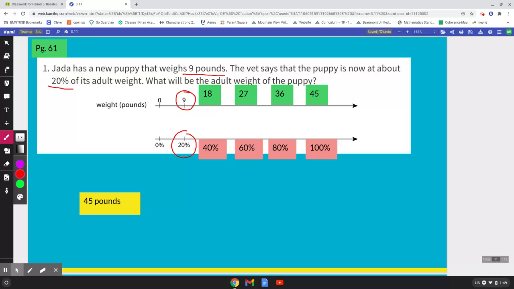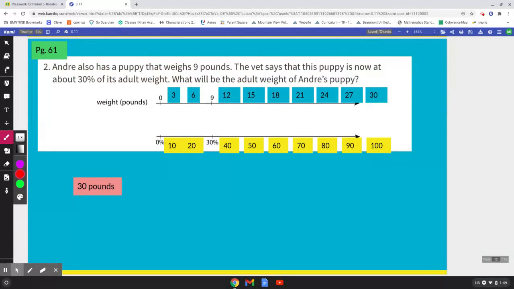And then on the weight, it's going up every time by 9, right? So 9, 18, 27, 36, 45. And now what happens is it says, what will be the adult weight of the puppy? Now the adult weight is going to be whatever it is for 100%. So remember with the double number line, you just take what's vertical to it. And the answer would be 45 pounds. That would be the weight when this puppy becomes an adult.